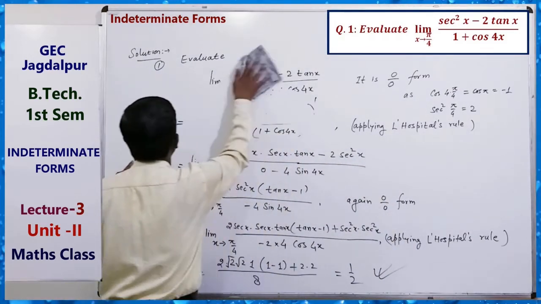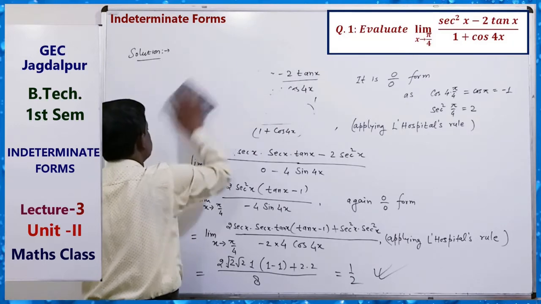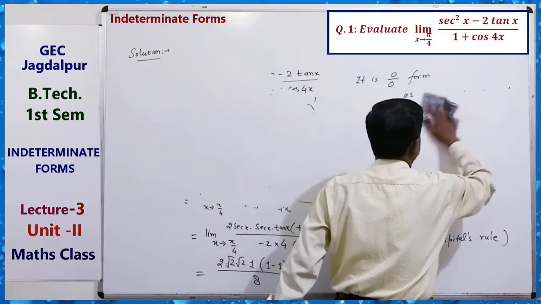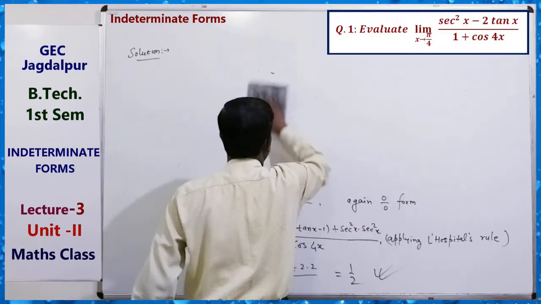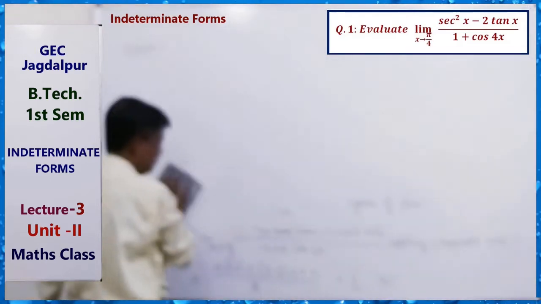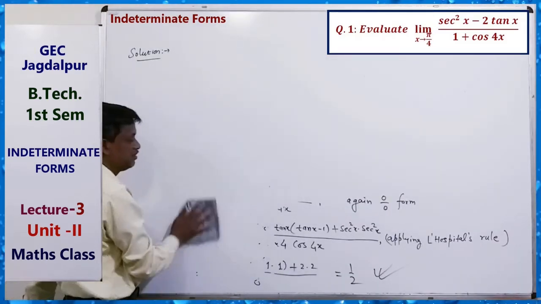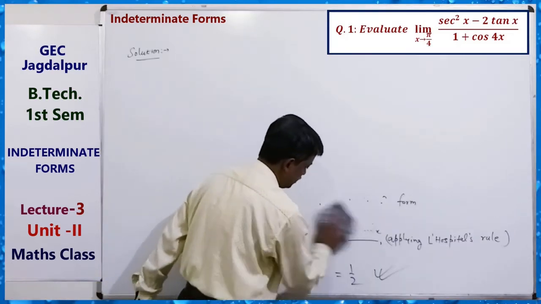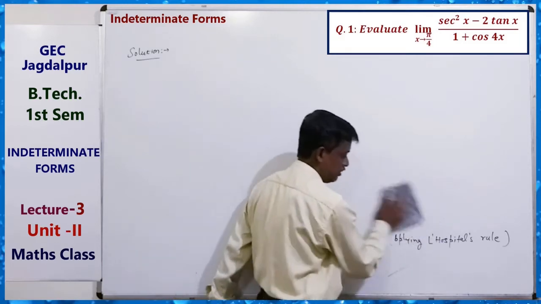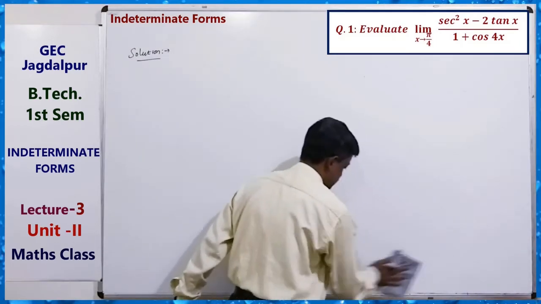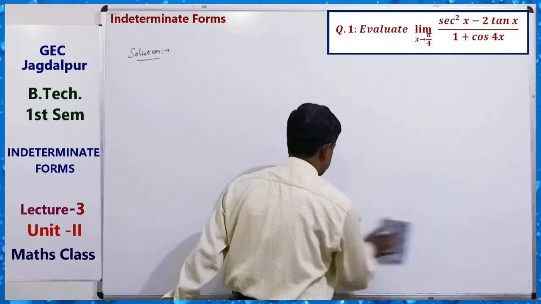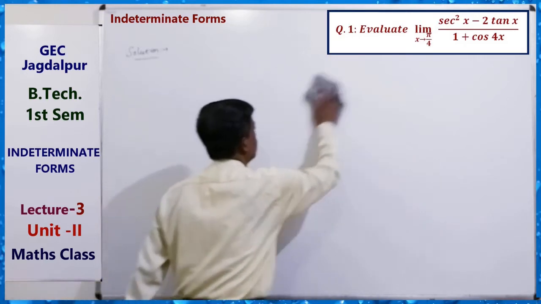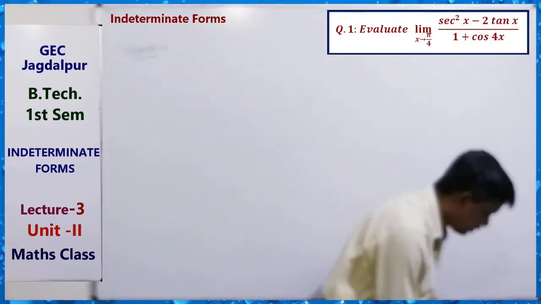Take the second question, because different types of questions you can get. I will solve them one by one to get an idea of how we can find the value of an indeterminate form. So here, different types of questions you may get.